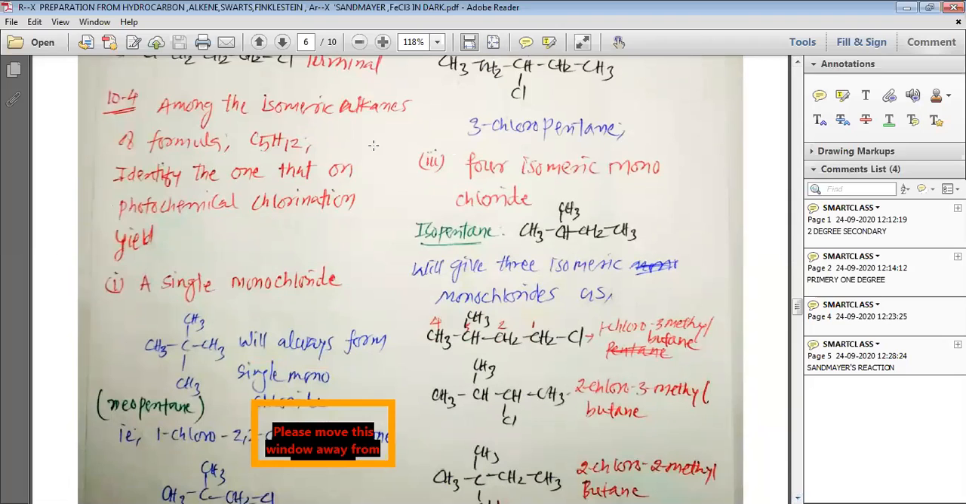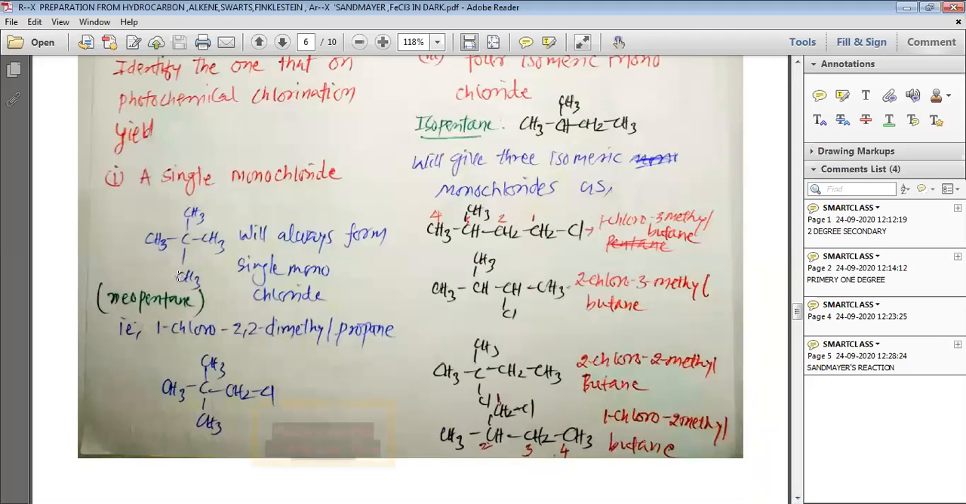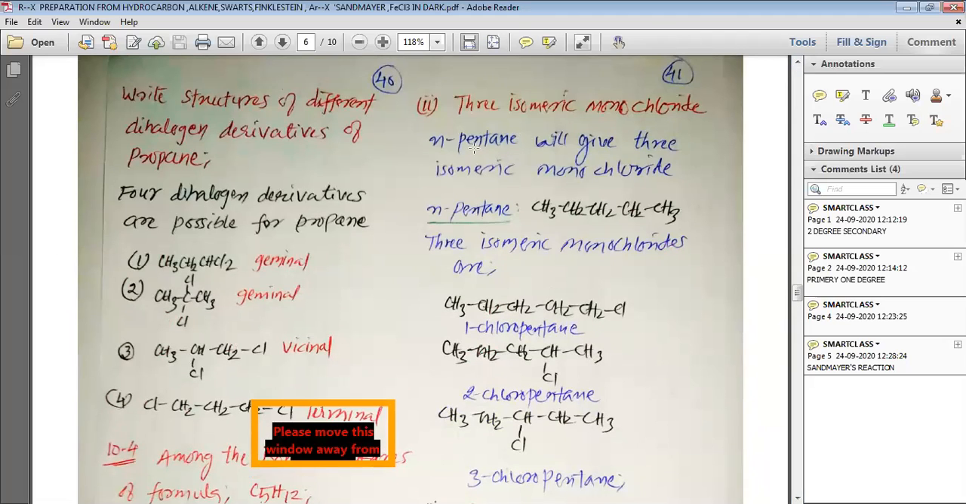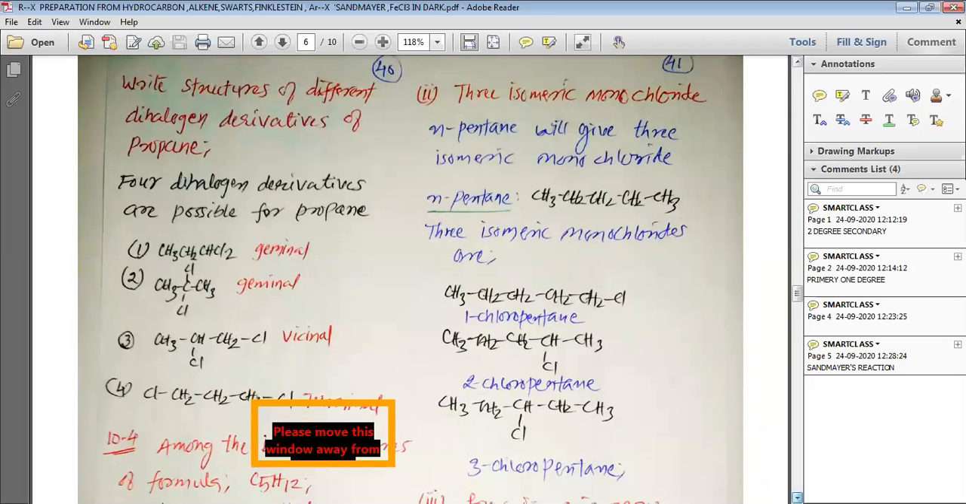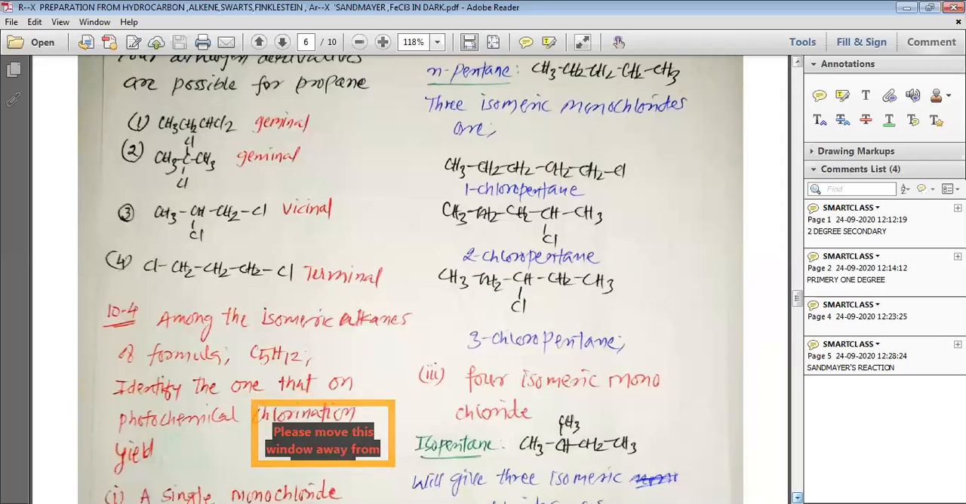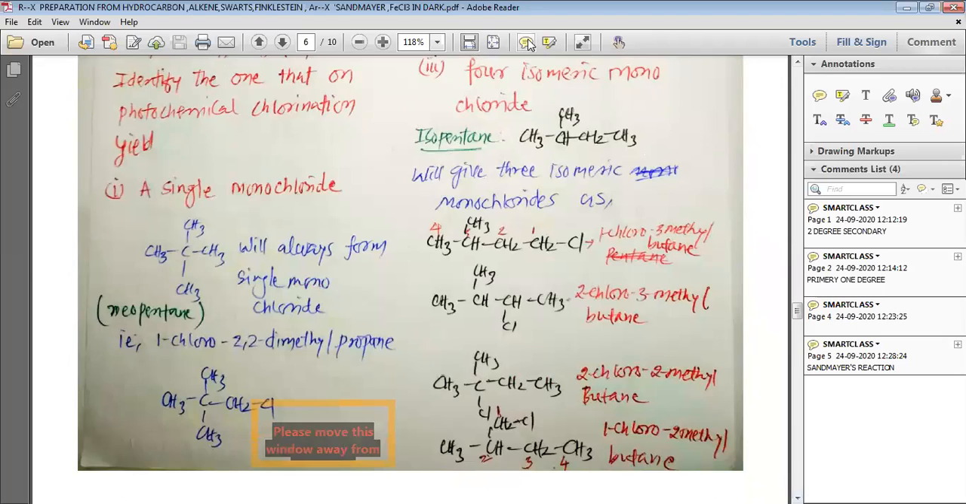Among the isomeric alkanes of formula C5H12, identify the one that on photochemical chlorination yields a single monohalide. My dear students, we know that neopentane, when allowed to react with chlorine, will give us the monohalide, whereas the isomer normal pentane, when allowed to react with chlorine, will give us 1-chloropentane, 2-chloropentane and 3-chloropentane. So three various isomers. At the same time, my dear students, the four isomeric monochlorides are given by the isopentane.